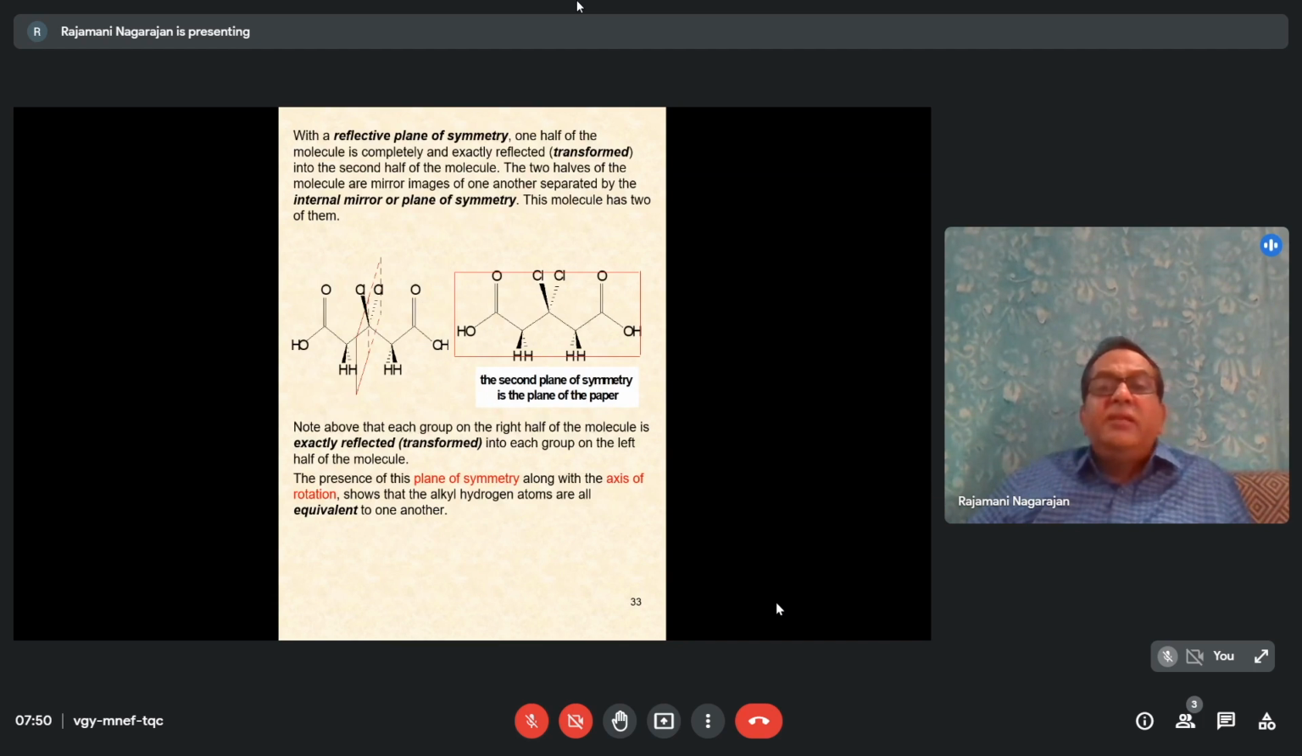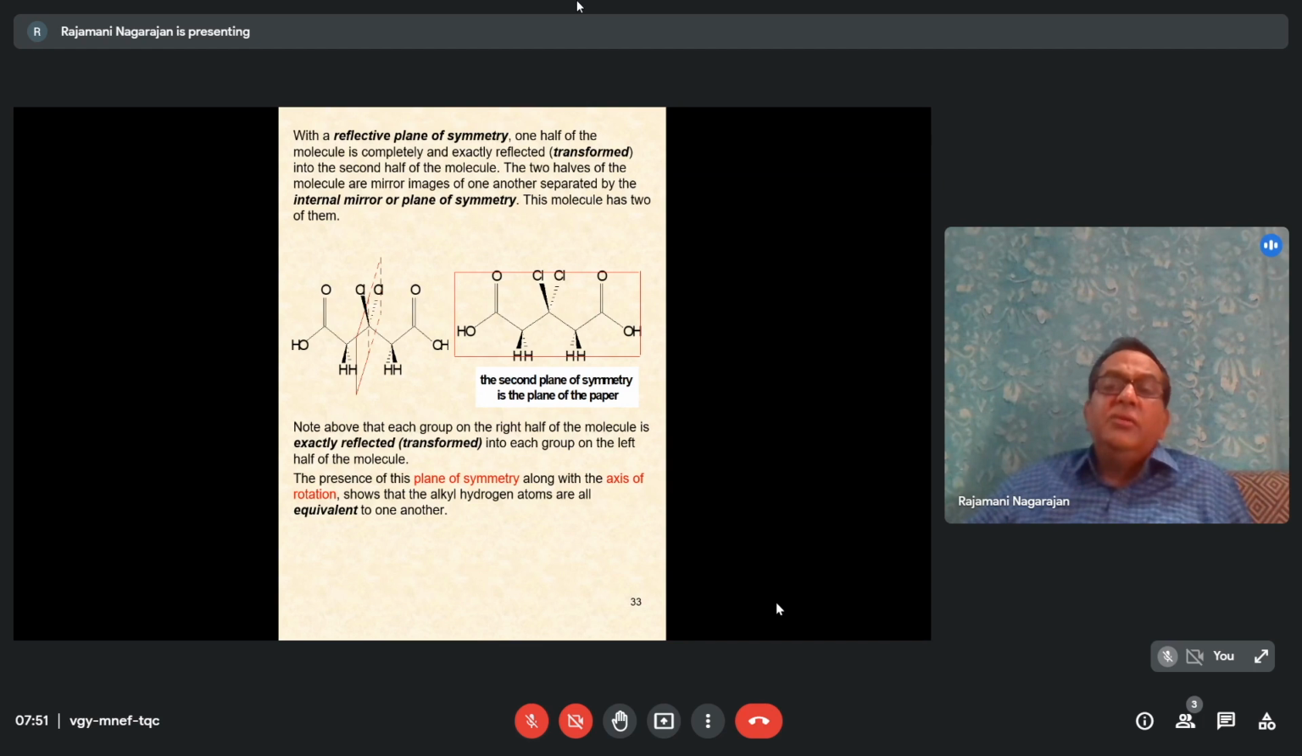With the reflective plane of symmetry, one half of the molecule is completely and exactly reflected into the other half. The two halves of the molecule are mirror images. And so there is an internal mirror plane of symmetry, and each group on the right half of the molecule is exactly reflected into each group on the left half. The presence of this plane of symmetry along with the axis of rotation shows that the alkyl hydrogen atoms are all equivalent to one another.